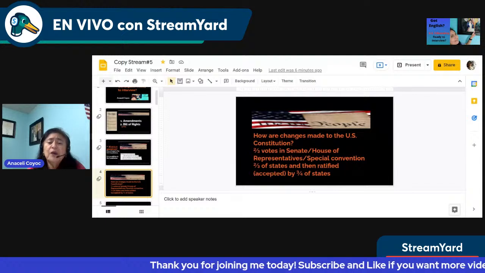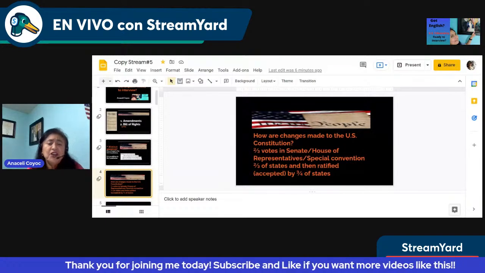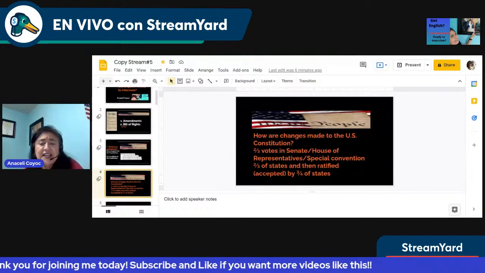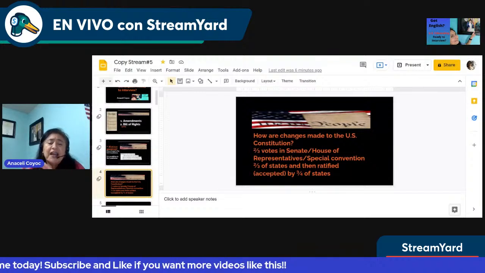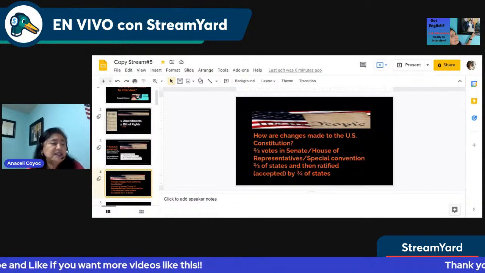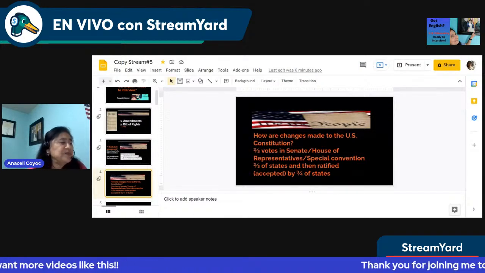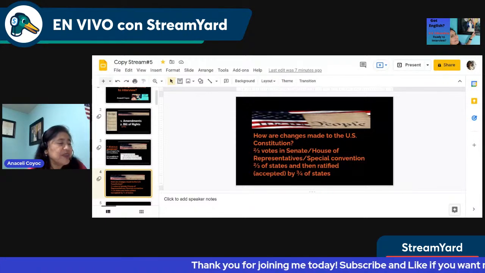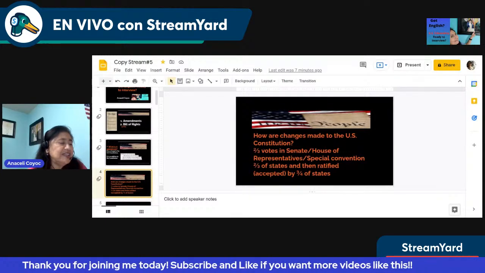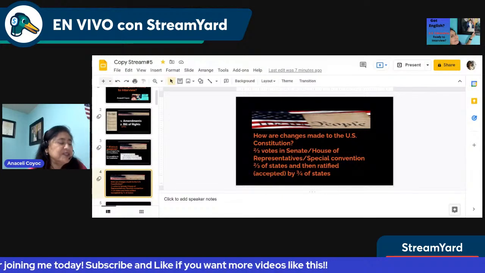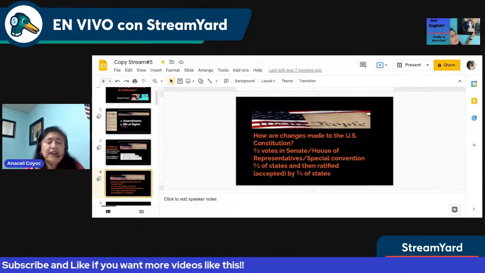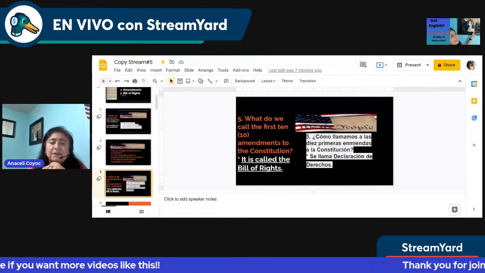Okay, so how are changes made to the United States Constitution? Two-thirds votes in the Senate and the House of Representatives have to pass in Congress, or a special convention has to take place. It has to be ratified by three-fourths of all of the states, and not all the proposed amendments are ratified. Okay, moving along.